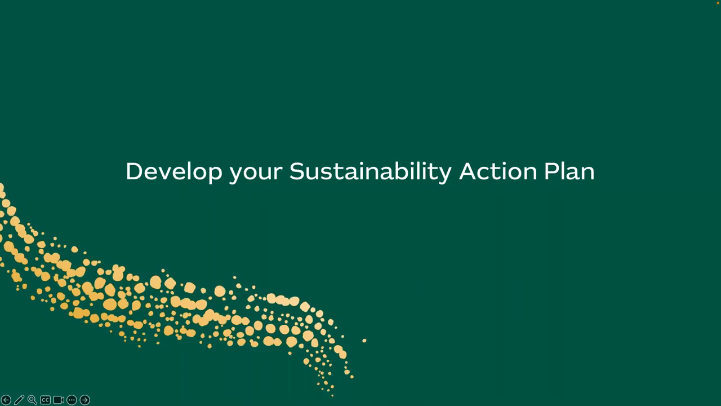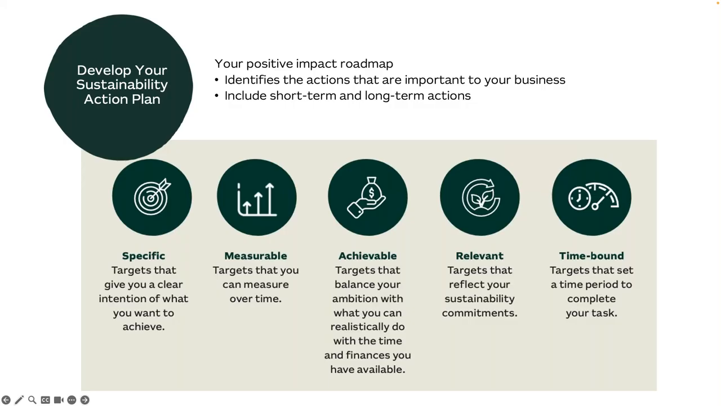A really important action to take is to develop your sustainability action plan. It goes through this in the toolkit. This is going to be your roadmap for reducing your negative impacts and increasing your positive impacts, identifying the actions that are important to you based on your data and business priorities. This should include short and long-term actions you are working towards. So developing your sustainability action plan will be your roadmap and helps you identify the actions that are important to your business, and as I say, includes short and long-term actions.